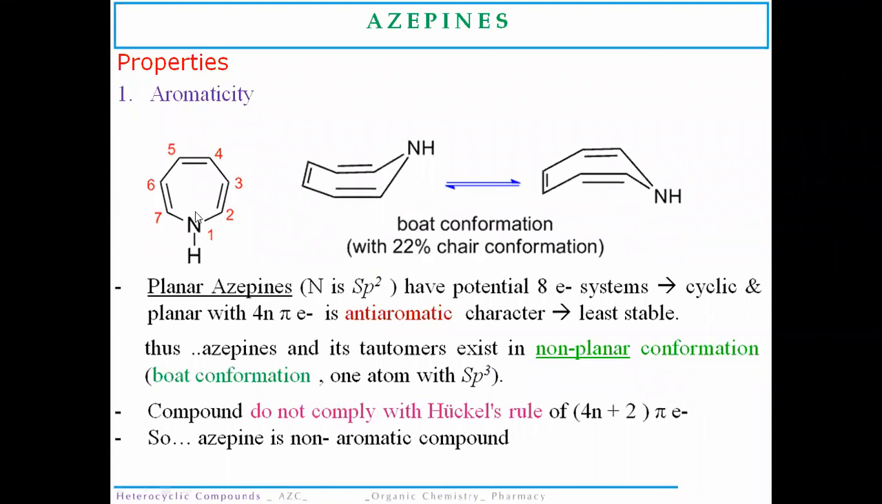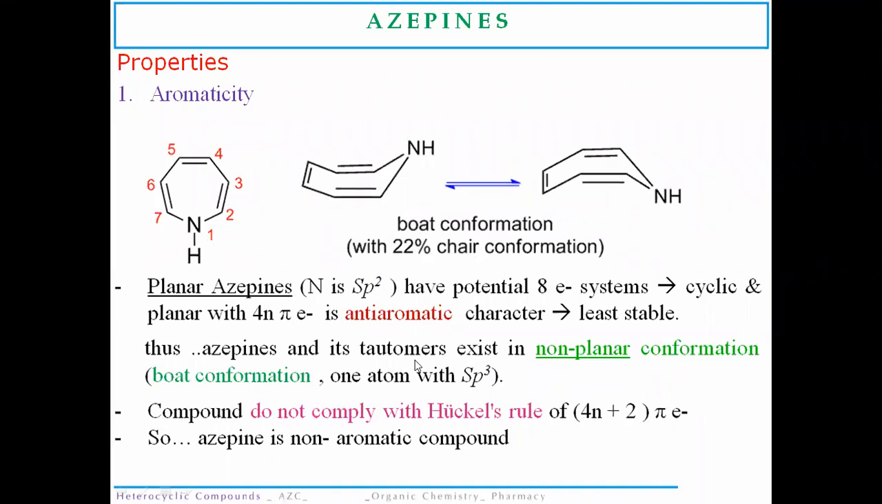But the structure of azepine already has 3 pi bonds, that means 6, and its lone pair of electrons also takes part in the pi electron system. So basically it is going to have 8 pi electrons, as it is cyclic in nature and planar, with 4n pi electrons. The rule of aromaticity is 4n plus 2 pi electrons, but it is going to obey the 4n pi electron rule. So it is not going to obey the 4n plus 2 pi electron system.